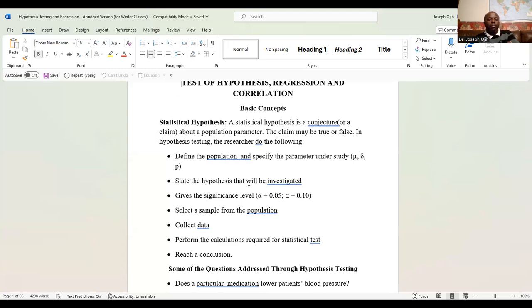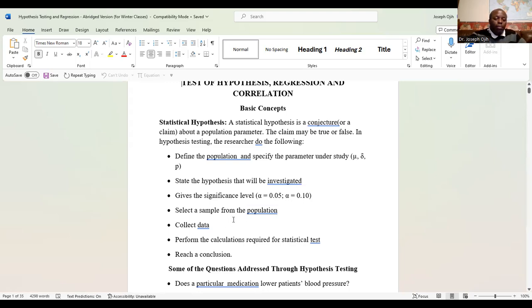Now, what we do when we test a hypothesis: we define the population and specify the parameter we want to study. Then we state the hypothesis that revolves around that parameter. And then we give the significance level alpha. Now, this alpha, we met it before when we were doing the confidence interval. If your alpha is 0.05, that means you have a 5% chance of being wrong. And if your alpha is 0.10, that means a 10% chance of being wrong or committing an error.